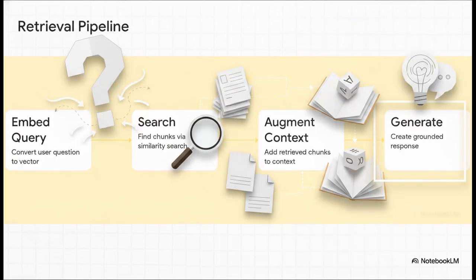Then, the second stage kicks in the exact moment you ask a question. This is the real-time reading process. When you ask something like, "What is our new refund policy?" the system converts your question into a vector too. It runs a similarity search in that database to find the chunks of text that mathematically match your question.